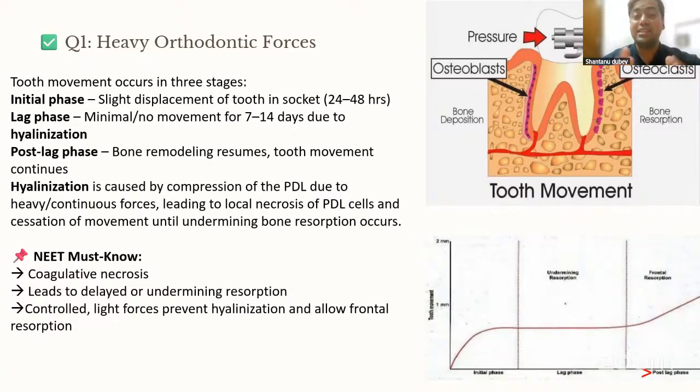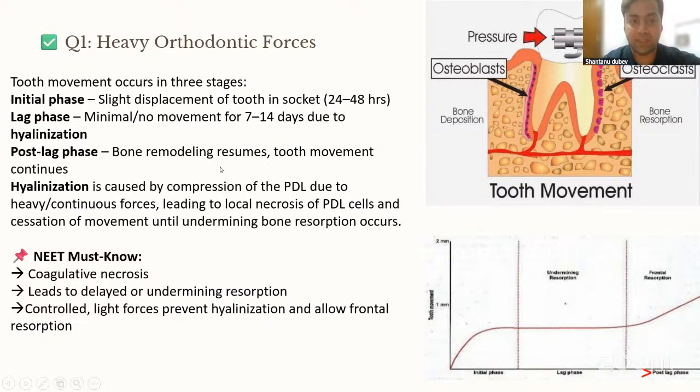And hence, since hyalinization would impede the bone resorption process, of course, if there are no blood vessels, there is no way for the osteoclast to come, because we understand that osteoclast is nothing but a modified giant cell. So the giant cell comes from the blood vessel. The blood vessel is already compressed. There is no way for the osteoclast to come, and hence there is no bone resorption. And since there is no bone resorption, the tooth cannot move, and hence there is a lag phase.